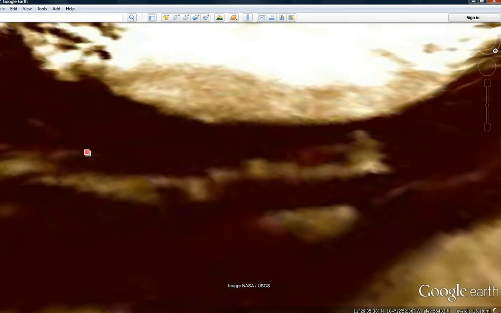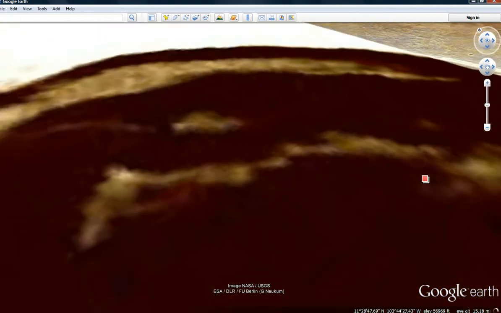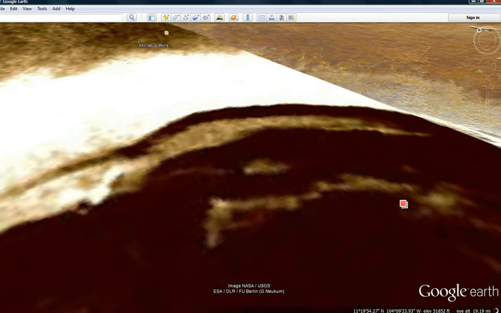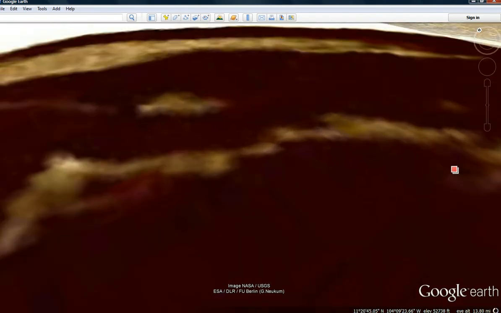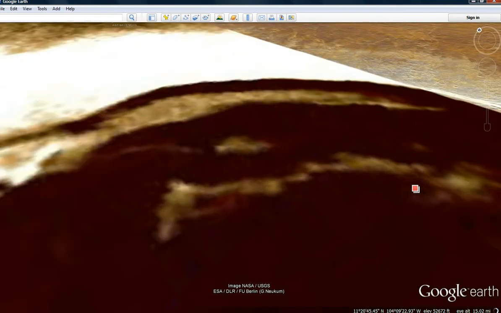This looks like some kind of a structure, probably very old, probably not active. I couldn't guess what its function would be, but it's in that caldera, if that's what that is. They say it's a caldera, and I have my doubts.